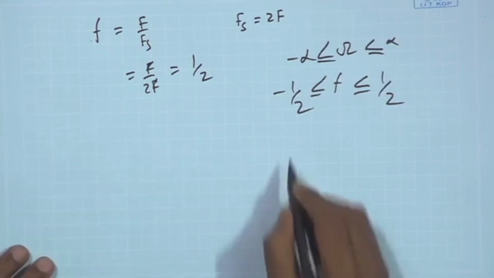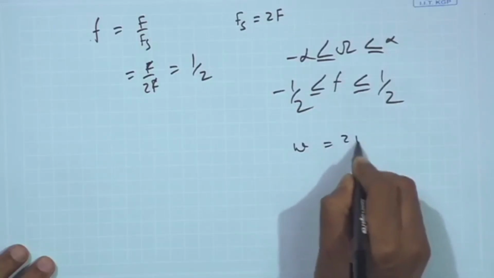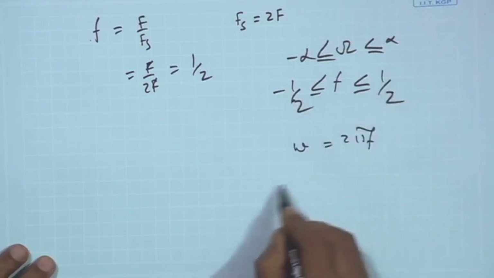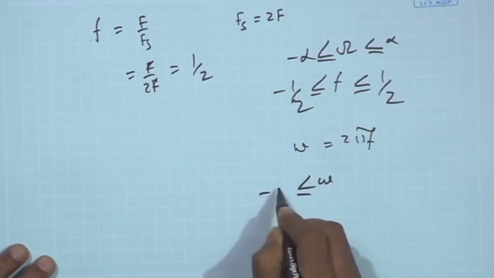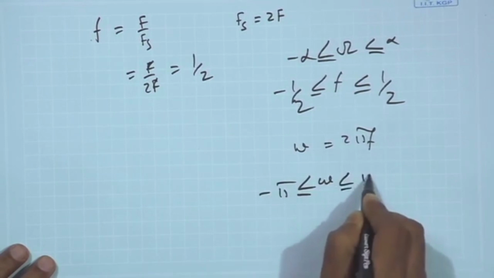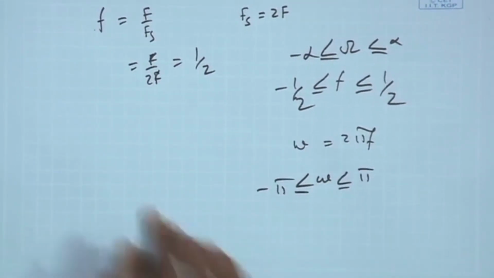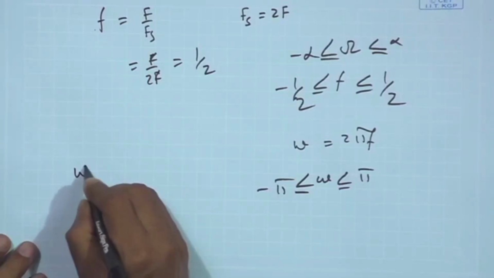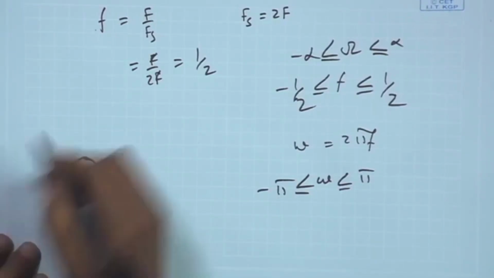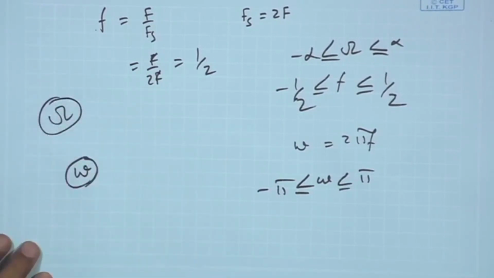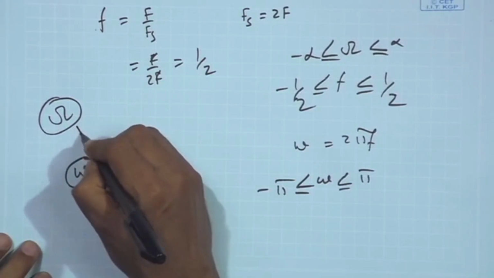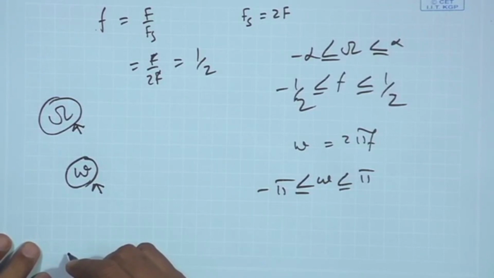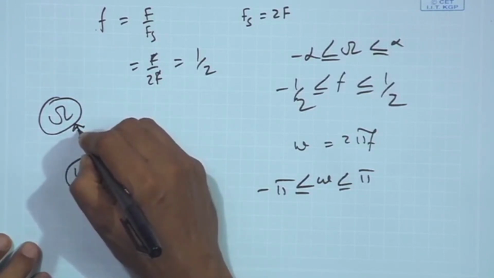And small omega, what is the value of omega? Omega is nothing but 2 pi f. So, f is minus half to plus half. So, I can say omega can vary only from minus pi to plus pi, where f s is the sampling frequency. So, small omega represents the discrete frequency and capital omega represents analog frequency. This is radian per second, this is radian per sample.